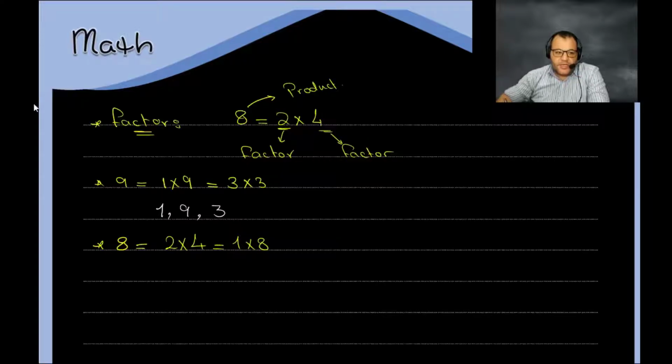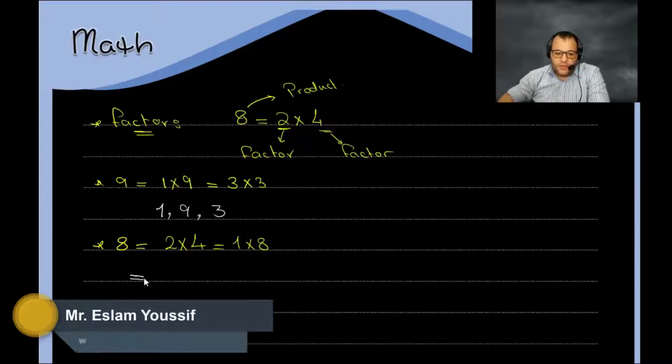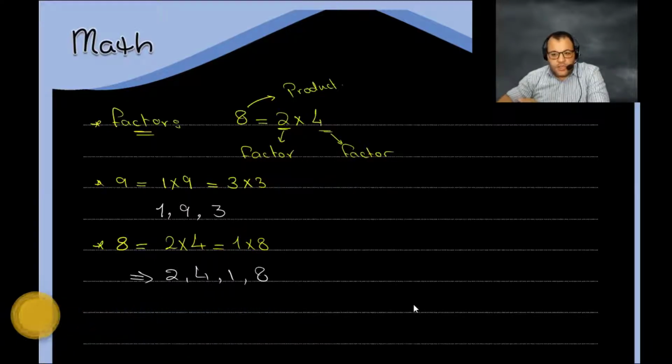So we can say that the factors of 8 are 2, 4, 1, and 8. If you write with any order, the order is not important. The main point is that we know that the factors are 2, 4, 1, and 8. So for the first number, how many factors do we have? For the first number, we have 3 factors. And for the second number, we have 4 factors.